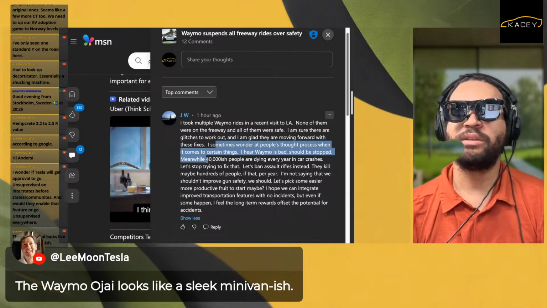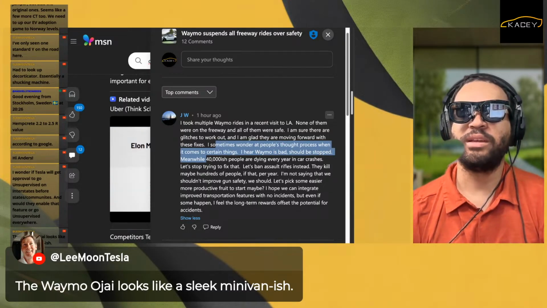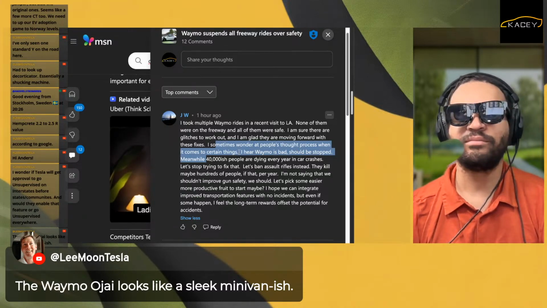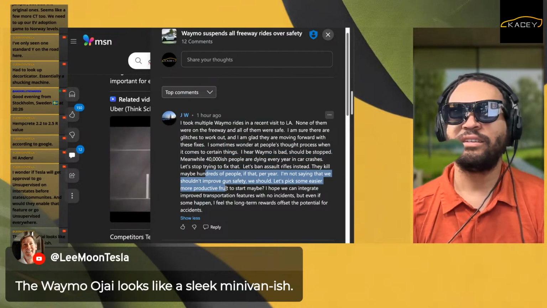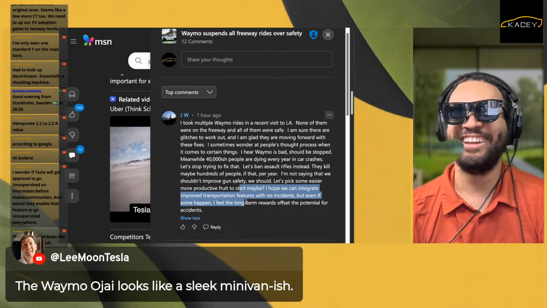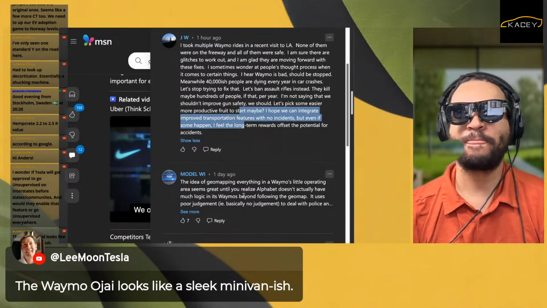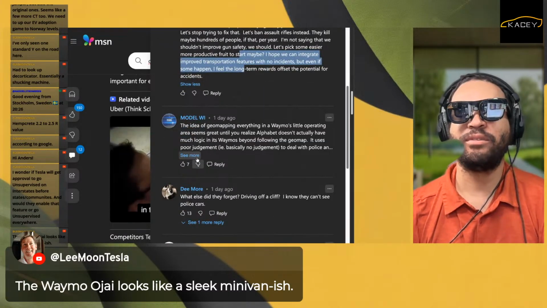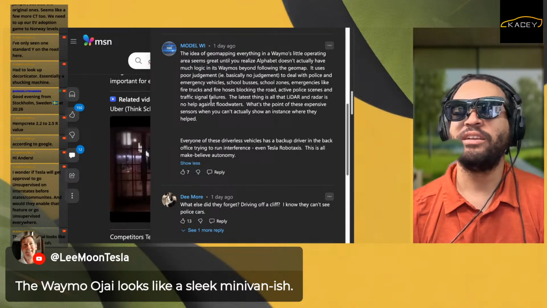Sometimes I wonder about people's thought process when it comes to certain things. I hear Waymo is bad, so it should be stopped. Meanwhile, 440,000 fewer people are dying every year in car crashes. Let's try to fix that. Pick some easier, more productive route to start, maybe. Yeah, I mean, I don't get the move to ban the cars outright when you could just force them to get better.